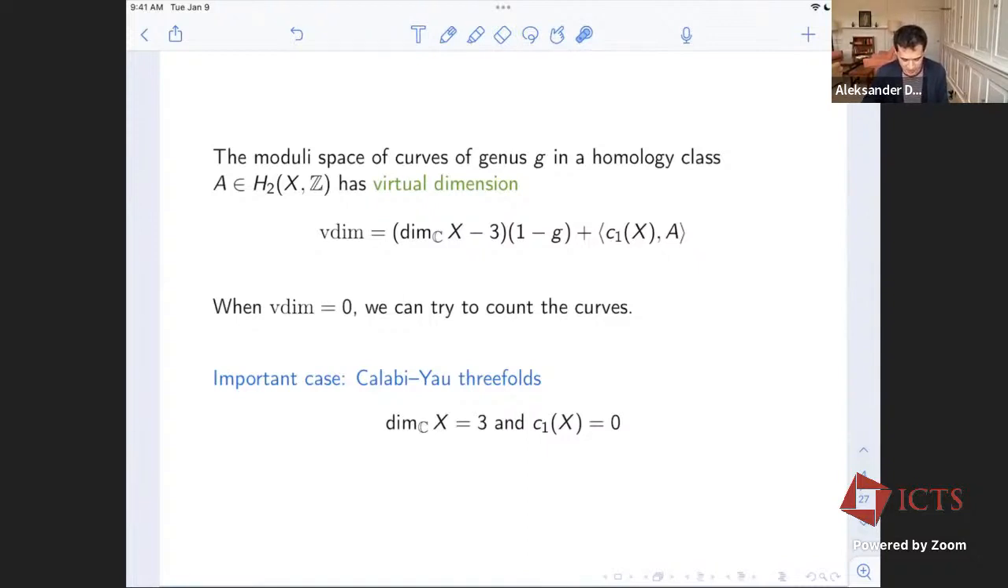And a very nice case, as you can see from this formula, is that of Calabi-Yau threefolds. So if the complex dimension of X is 3, and the first Chern class pairs with the homology class to 0, in particular if the first Chern class is 0, then there is this peculiar feature that the virtual dimension is 0, no matter what homology class and what genus you choose. So that tells us that the curve counting theory on Calabi-Yau threefolds is very special because of this property, because all virtual dimensions are 0.